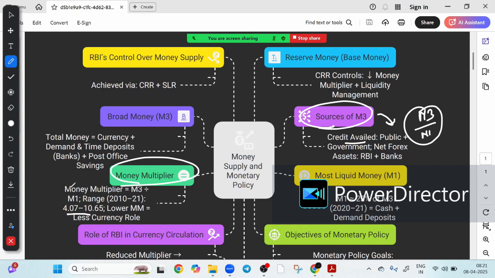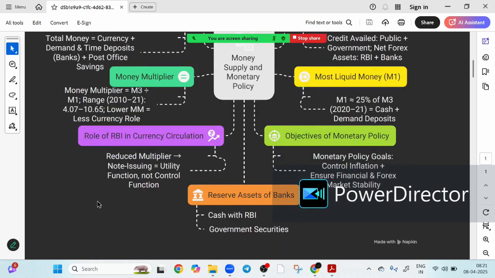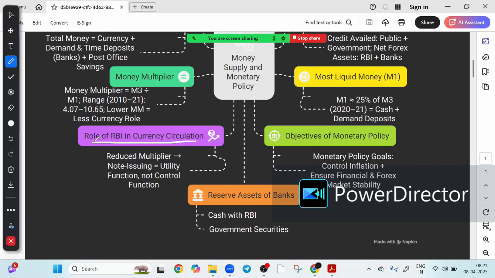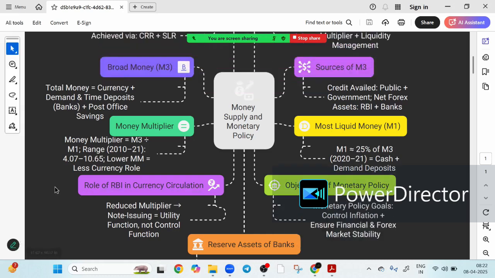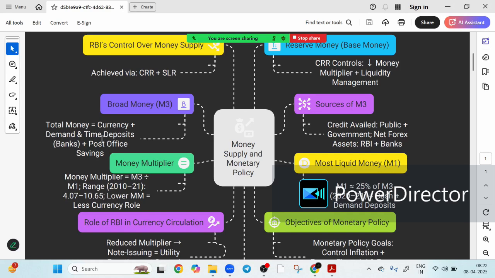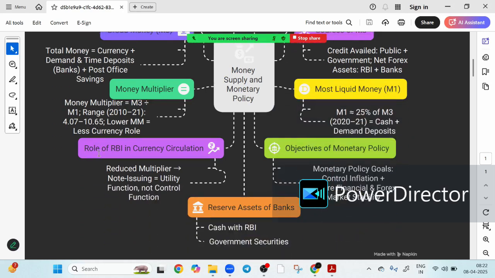However, the RBI's role in currency circulation is more of a utility function. Issuing notes is the role of the RBI; they are not directly controlling the money supply. A reduced multiplier means less reliance on physical currency. And M3 is called the broad money. M3 includes currency plus demand and time deposits with the bank, plus post office savings also included.